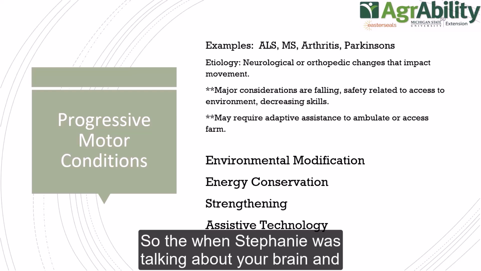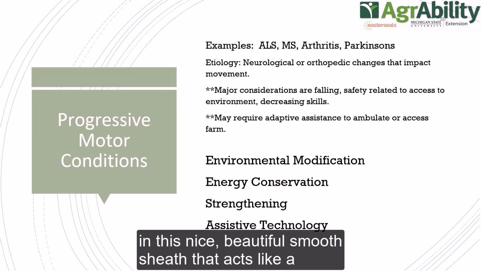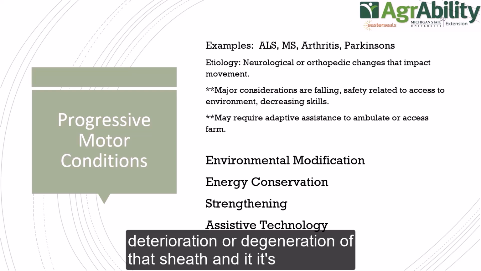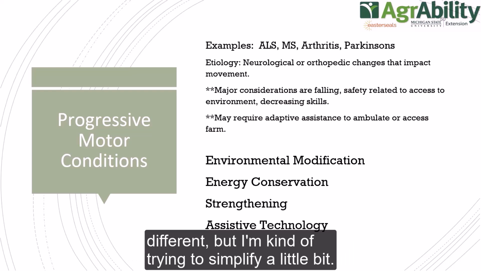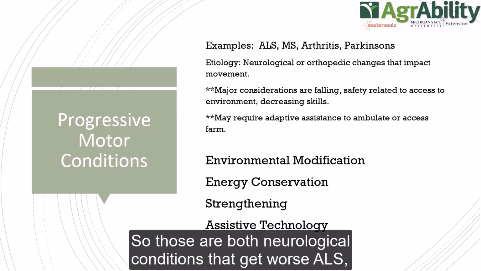So when Stephanie was talking about your brain and your spinal cord and how they're connecting, they're all encased in this nice, beautiful, smooth sheath that acts like a conductor, if you will. And what happens in both of these diseases is a deterioration or degeneration of that sheath. It's different, but I'm kind of trying to simplify a little bit. So those are both neurological conditions that get worse.